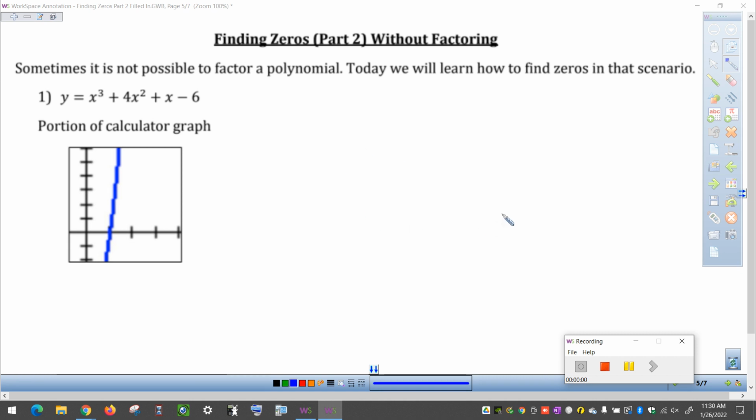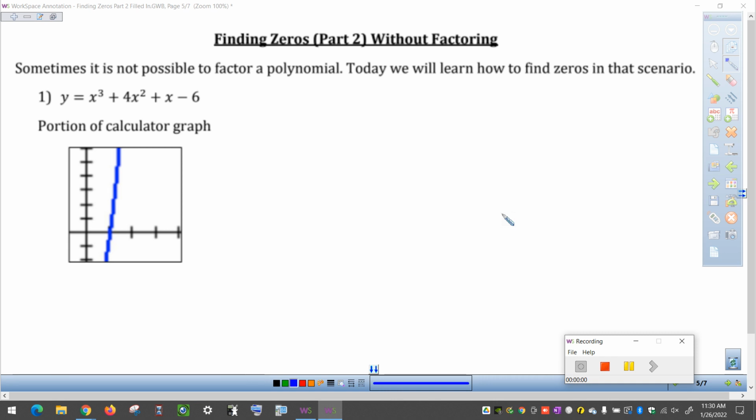Okay, so what we're going to look at today is that sometimes it is actually not possible to factor a polynomial using one of our factoring methods or strategies. And so today we're going to see, well, how can we find a zero in that scenario?